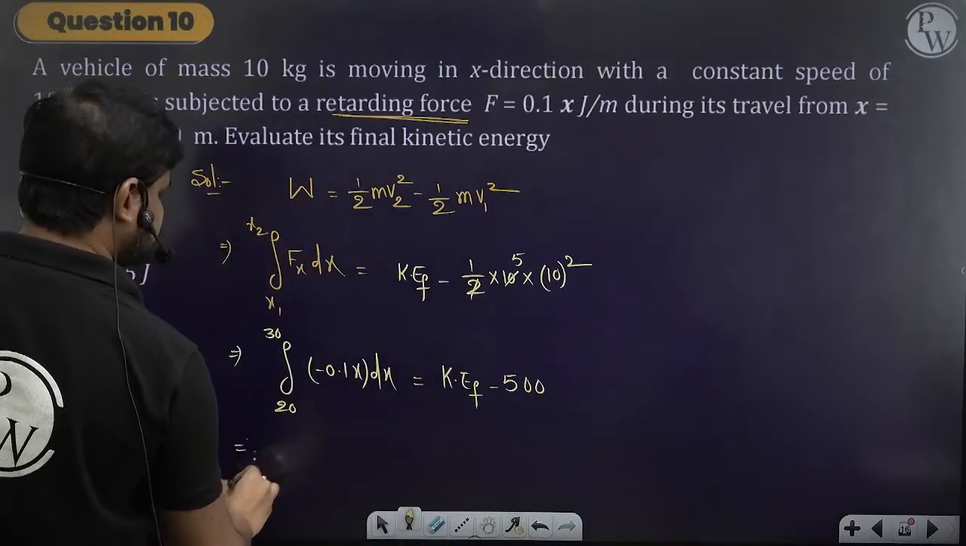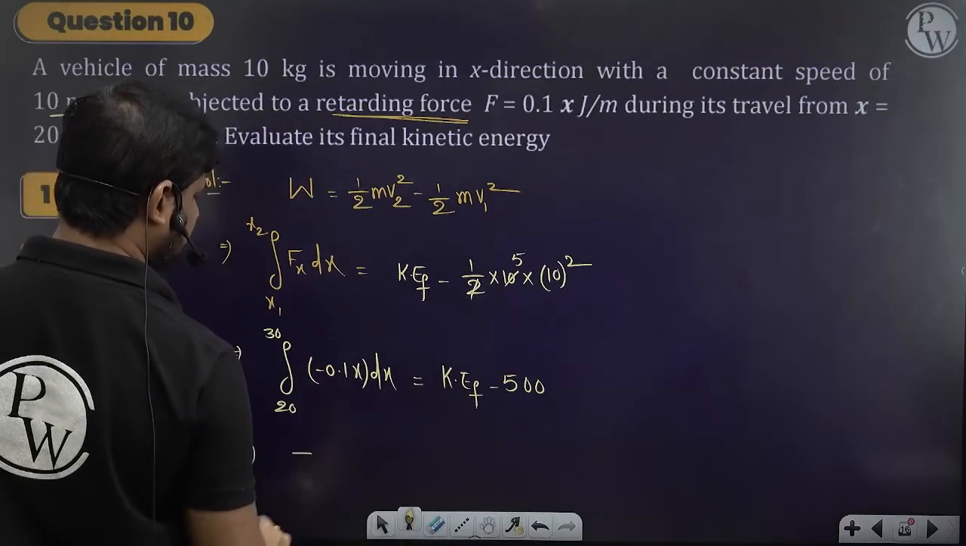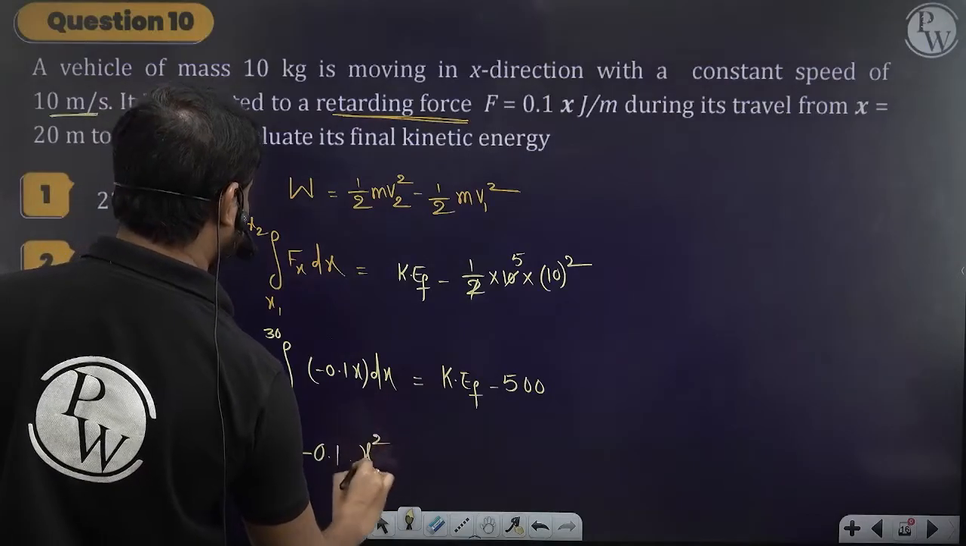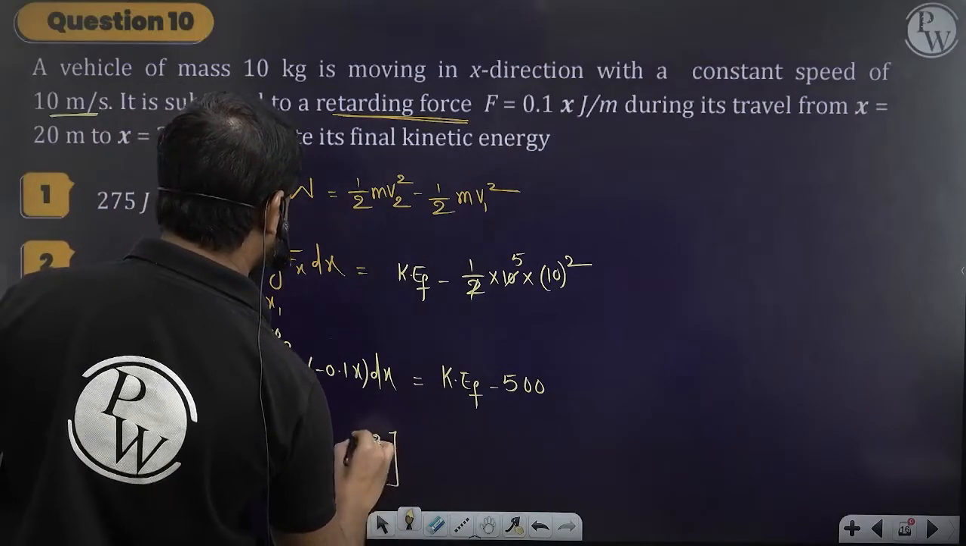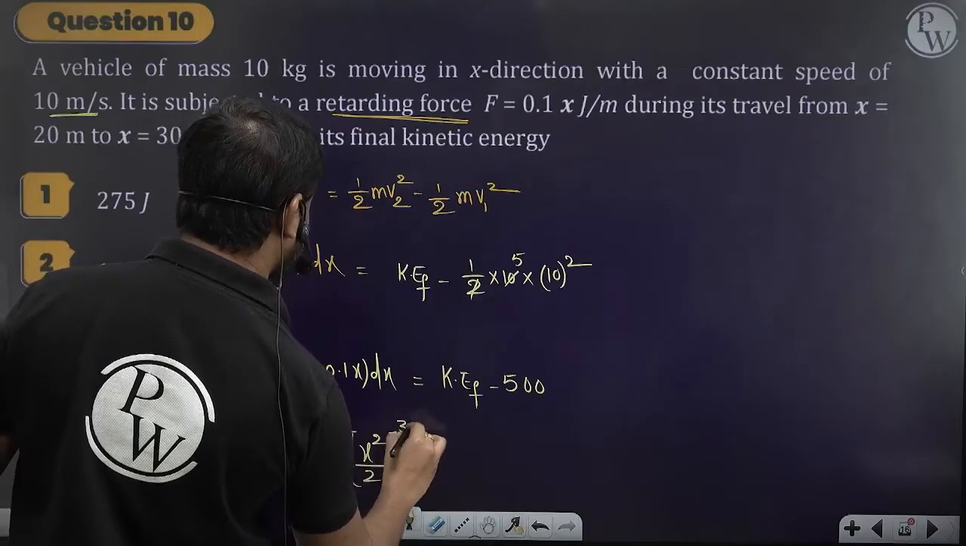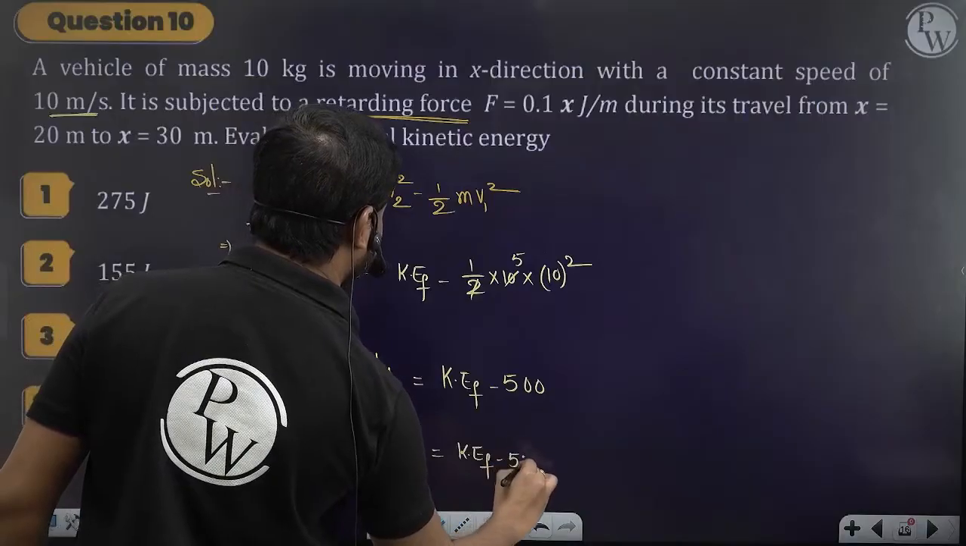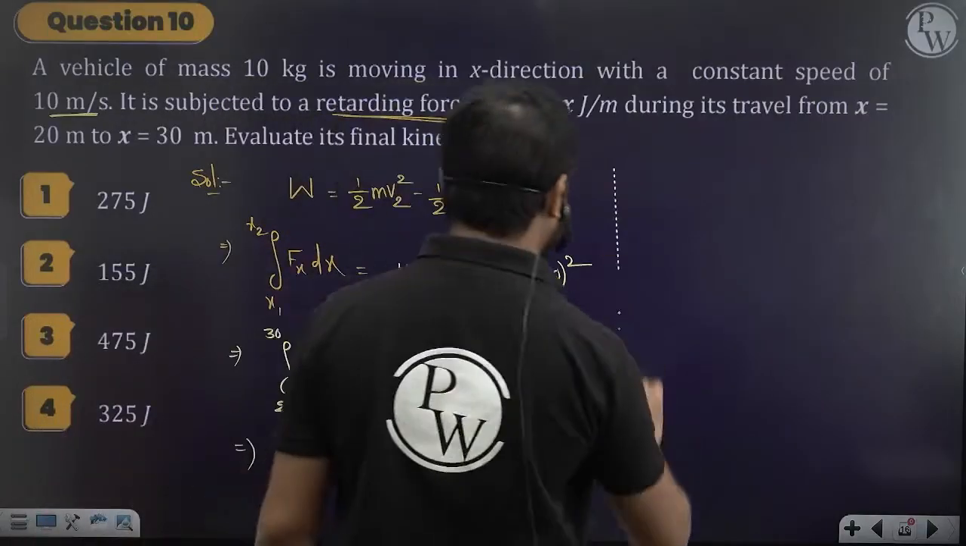So from here I can write, minus 0.1 is common, so the x integration is x square by 2. So from where to where? 20 to 30. Which is equal to the kinetic energy final minus 500.